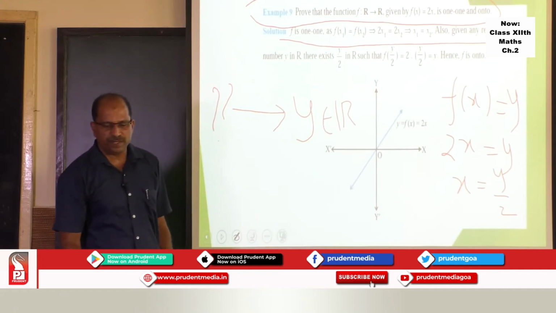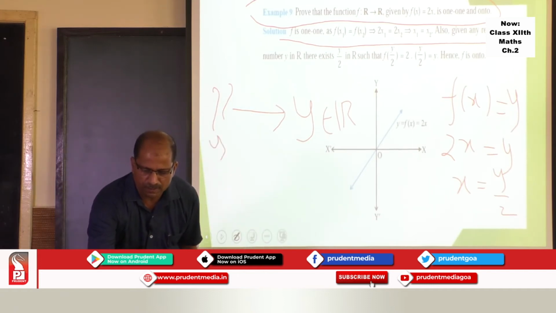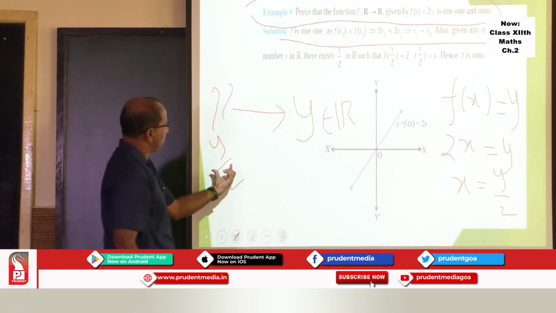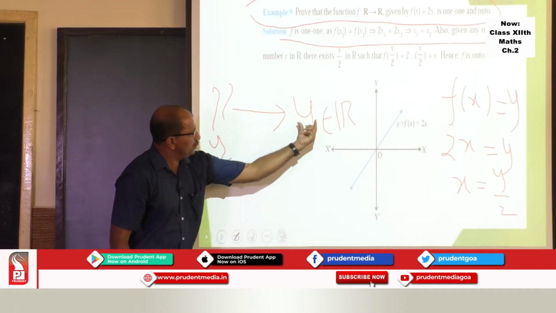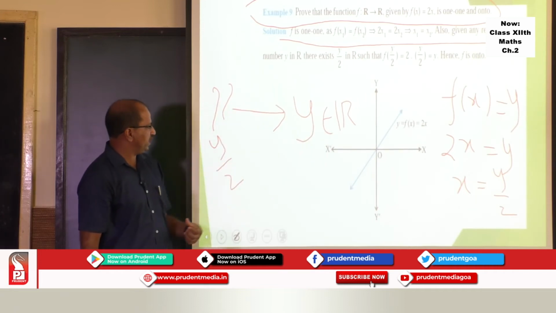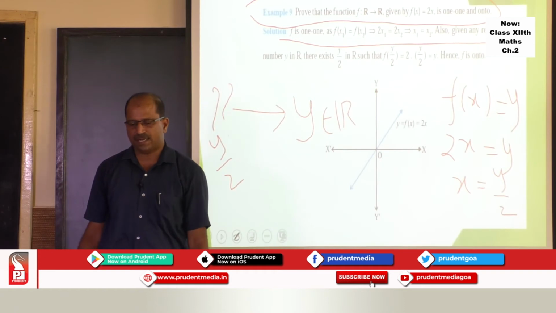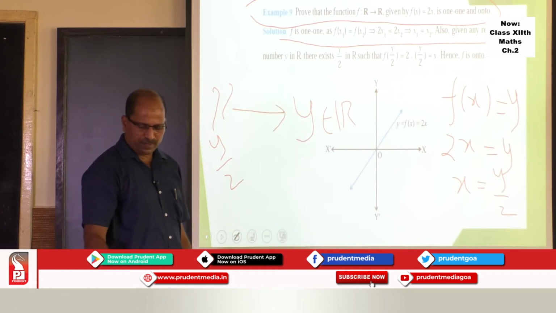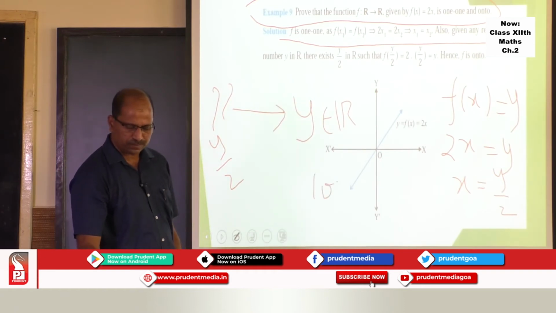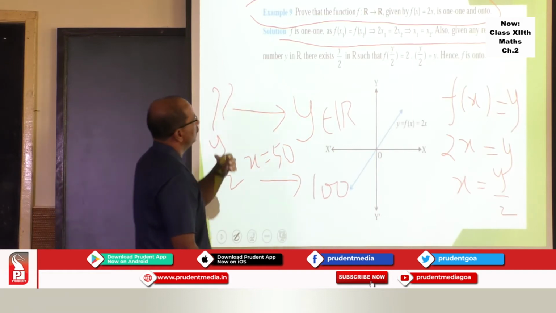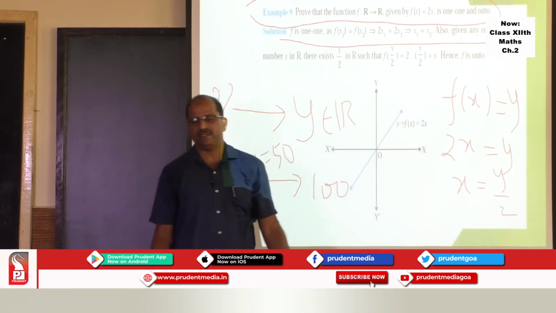So, for any y, what is the pre-image we get? The pre-image we get is y upon 2. And if the pre-image is y upon 2, you can take any y from the real set and you can get the pre-image x as y by 2. Example, if I take 100 as y, then what will be x? X will be 50, because f of 50 is 2 times 50, which is 100.